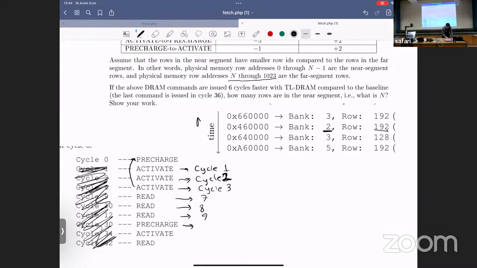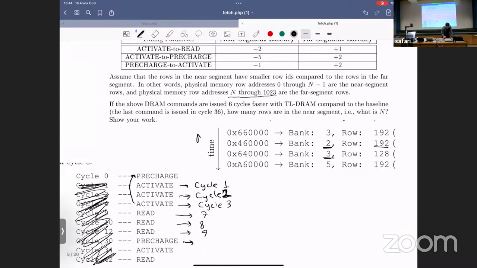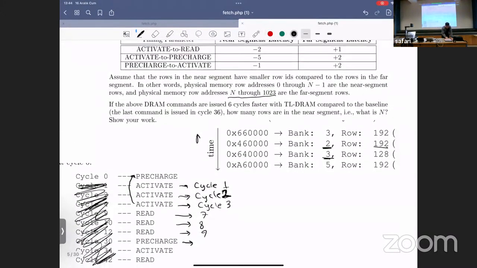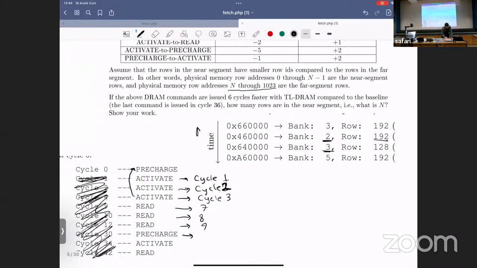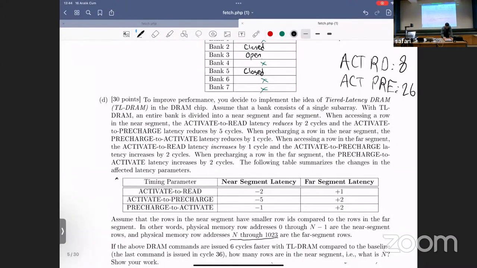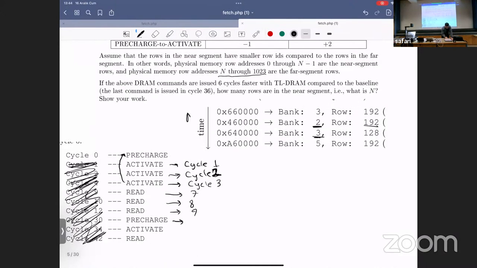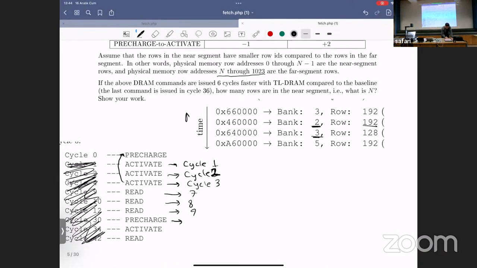And then we have a precharge. This goes to bank 3. So again, in the near segment, activate to precharge latency is 5 cycles smaller. It was 26 cycles before. Now it's 21 cycles, and we add 3, 21 plus 3, and then we get 24.